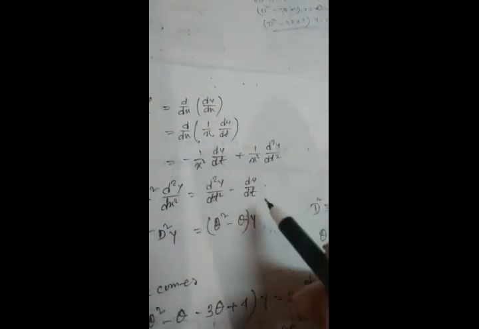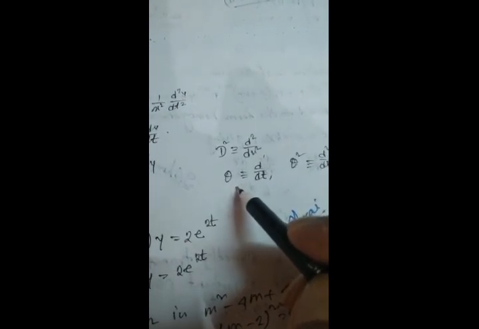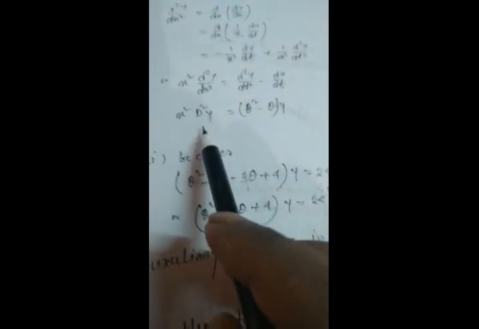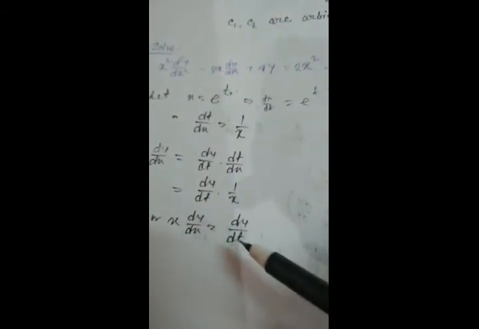So now we can write x^2 d^2y/dx^2 = d^2y/dt^2 - dy/dt. Already we have changed the independent variable x to t. We consider the operator D^2 equivalent to d^2/dx^2, and the operator theta equivalent to d/dt, and theta squared is d^2/dt^2. So equation 1 now becomes: first, x^2 d^2y/dx^2 = (theta^2 - theta)y, so we put in theta^2 - theta, then -3x dy/dx, and we find that x dy/dx = dy/dt.